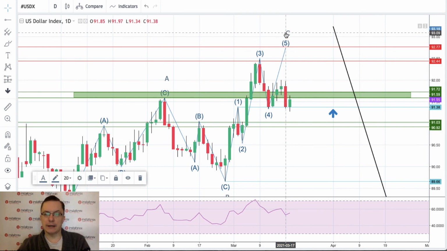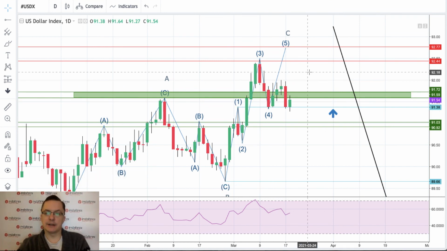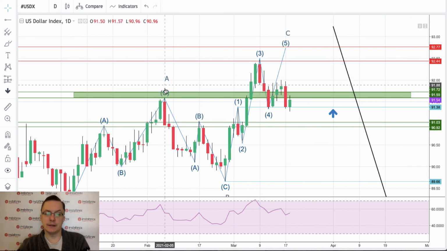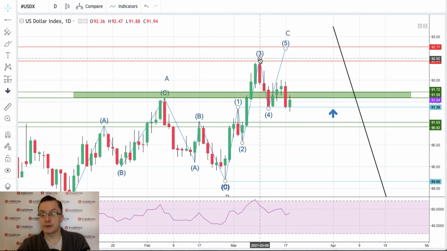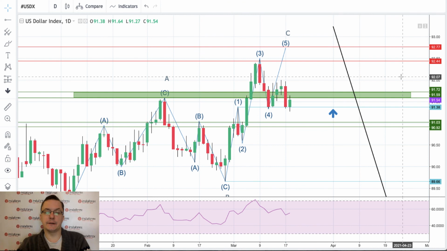So any close below 91.38 will invalidate the current scenario, and that would mean the top for the wave C is here, and this ABC simple correction will evolve into a complex correction, which is not really a simple thing to analyze. But we will take care of this in the next analysis.